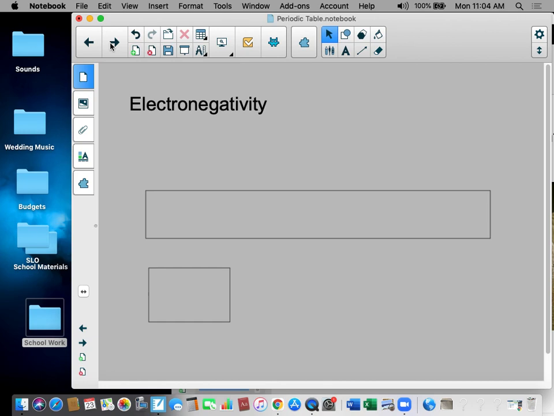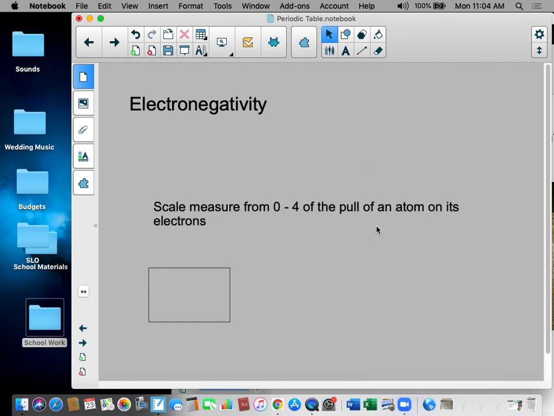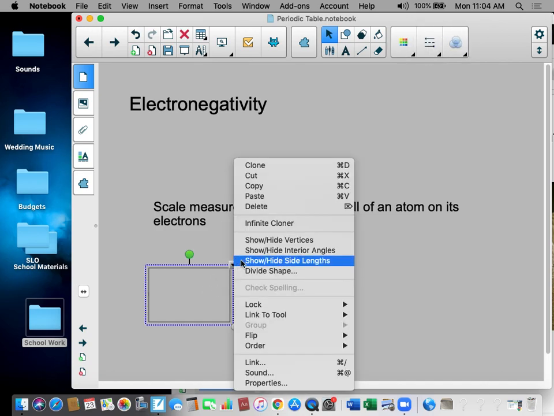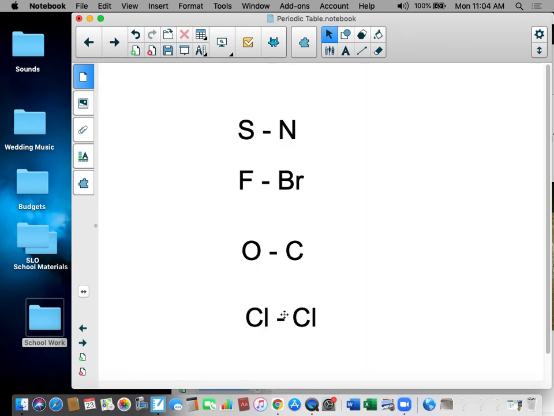Now, electronegativity. This is a scale between 0 and 4, the measure of the pull of electrons. I'll give this to you. It's in your book on page 177. So do these. We'll do this in class. Shouldn't be too much of a problem.